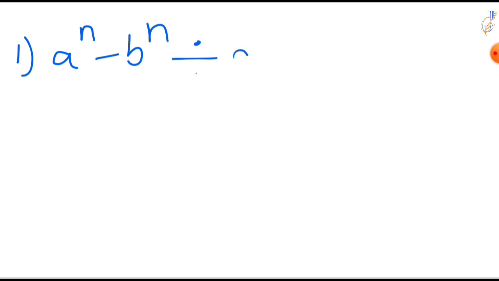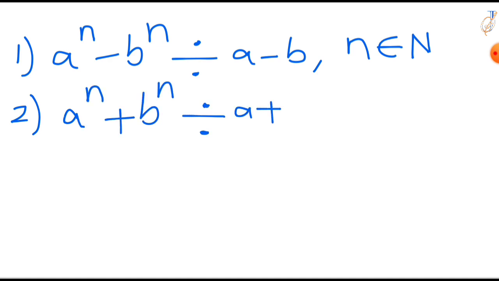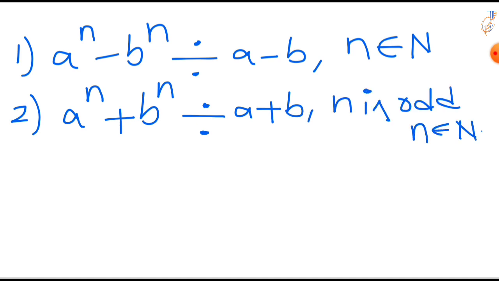Now we can apply two useful formulas here. The first is a raised to the power of n minus b raised to the power of n is divisible by a minus b, where n is a natural number. The second formula is a raised to the power of n plus b raised to the power of n is divisible by a plus b, where n is odd and a natural number. These formulas are used to simplify expressions involving the same exponent.